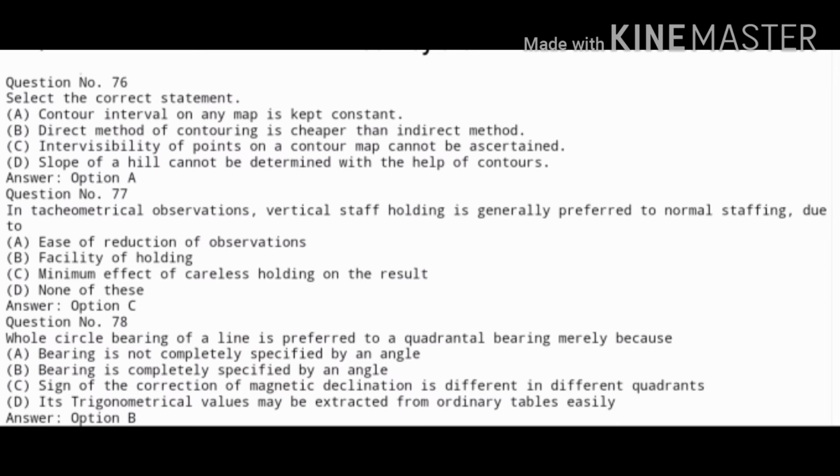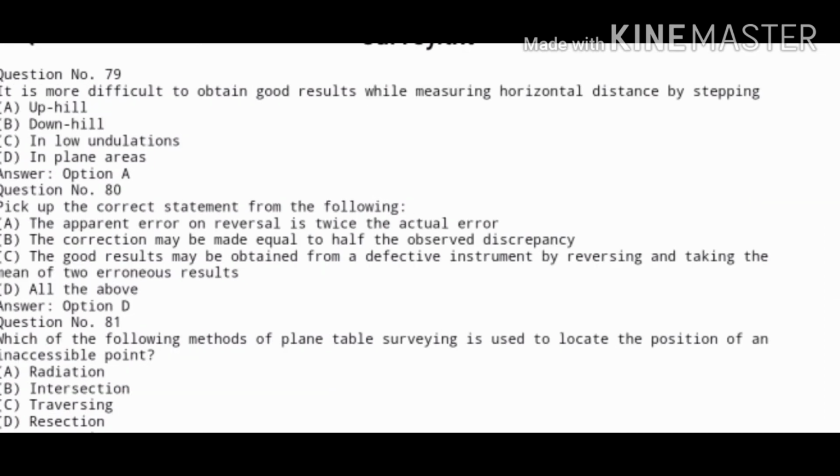In a tachometric observation, vertical staff holding is generally preferred to normal staff holding due to the minimum effect of careless holding on the result. Circle bearing of a line is preferred to the quadrantal bearing merely because bearing is completely specified by an angle. It is more difficult to obtain a good result while measuring horizontal distance by stepping uphill.